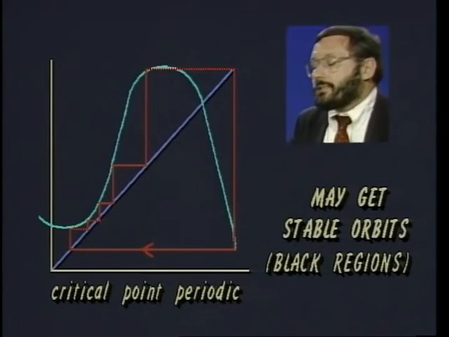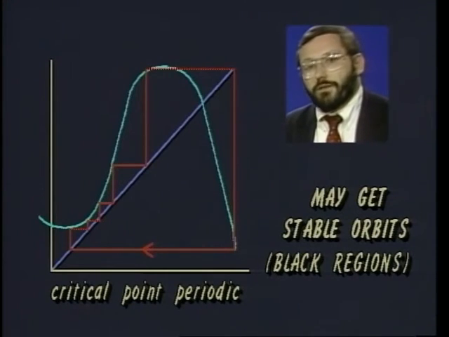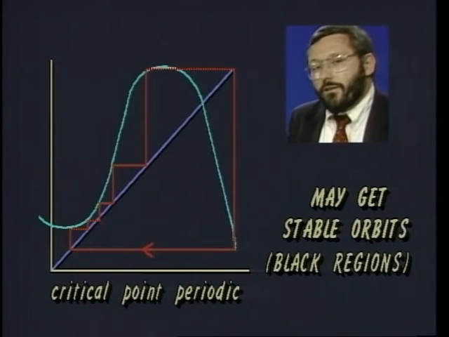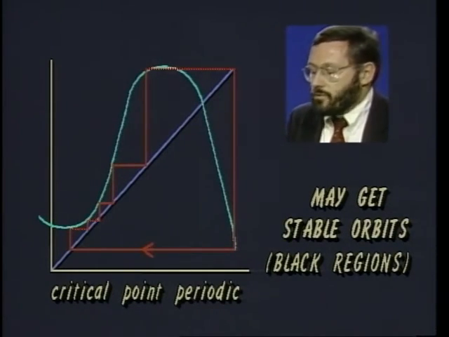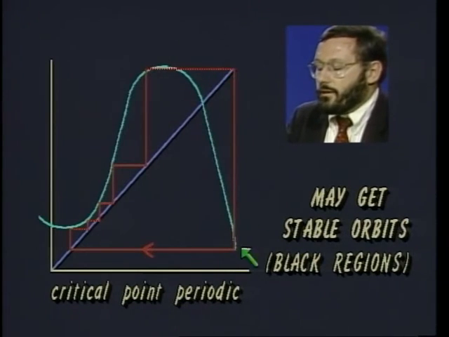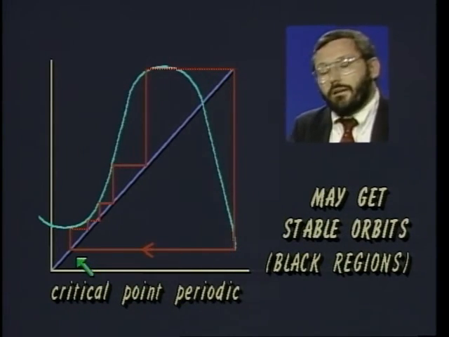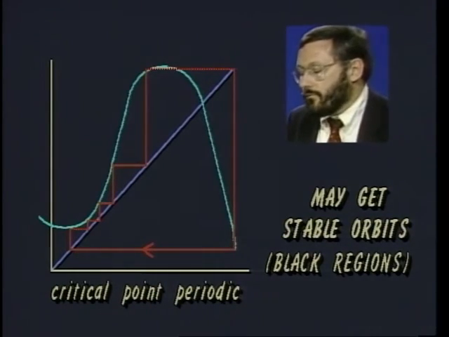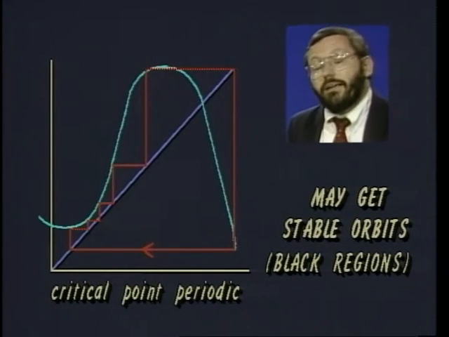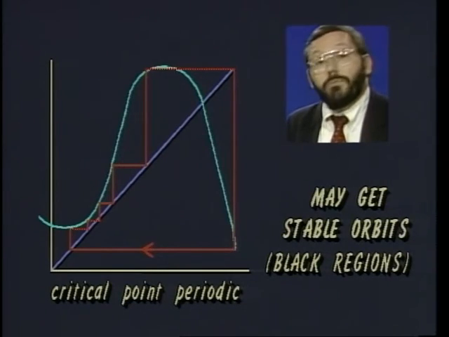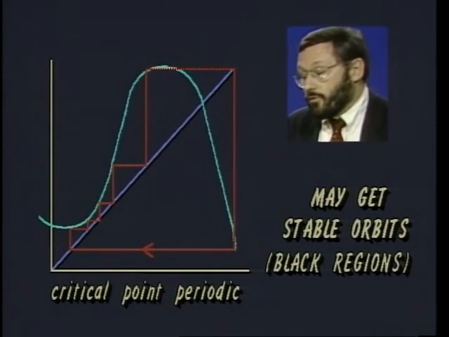For example, we may get stable orbits. Remember, in the computer picture, this means black regions. Here's an example of a stable orbit. If we lift the graph just the right amount, we may arrange for the critical point to iterate far away, but then return exactly to itself. If the critical orbit turns out to return exactly to itself, that is, if the critical point is periodic, it turns out that we must have a stable orbit nearby. We must have black regions in the computer pictures.